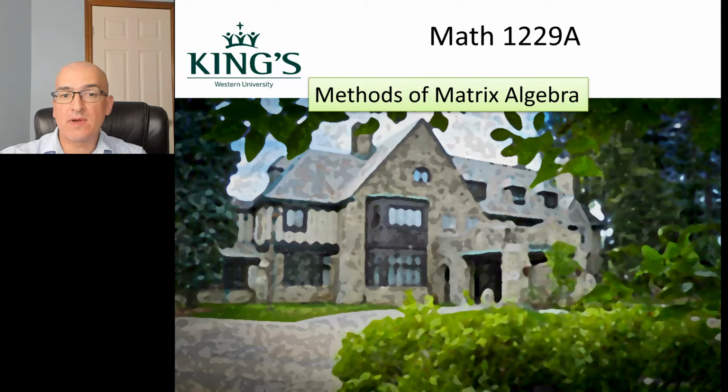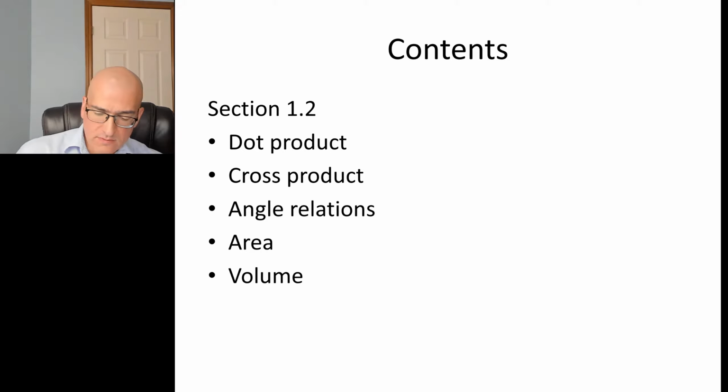This video is about section 1.2, which covers dot product, cross product, and applications of those new types of operations. The applications include geometric applications, like finding the area and finding the volume of shapes that are defined by sides given in terms of vectors.